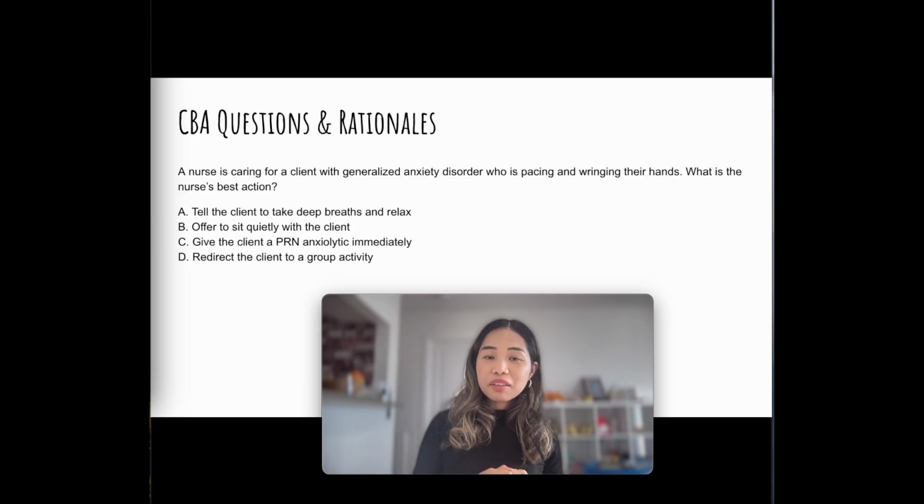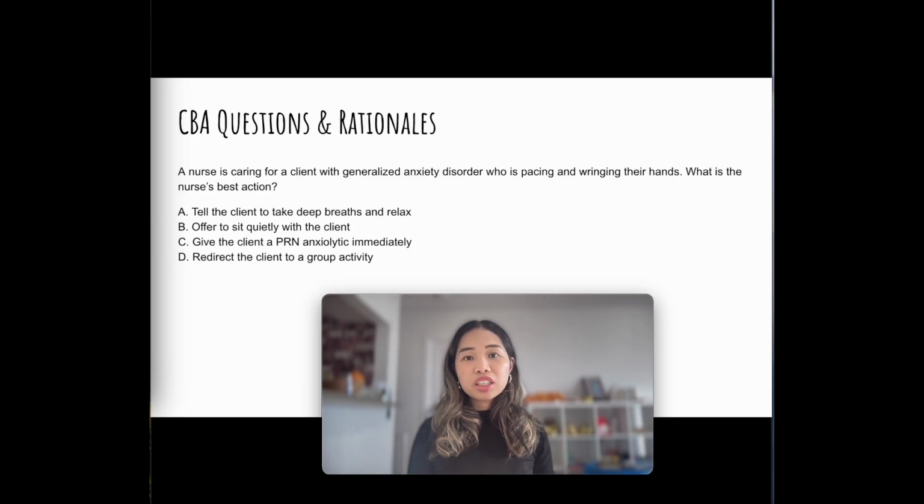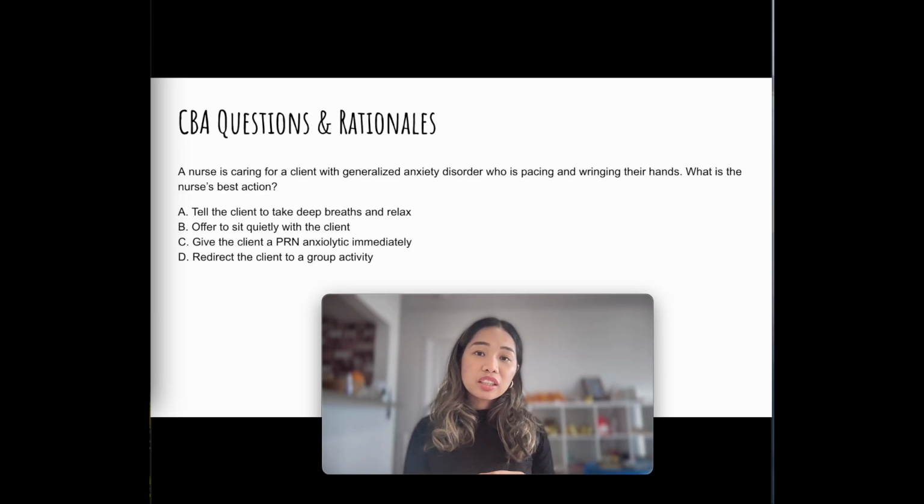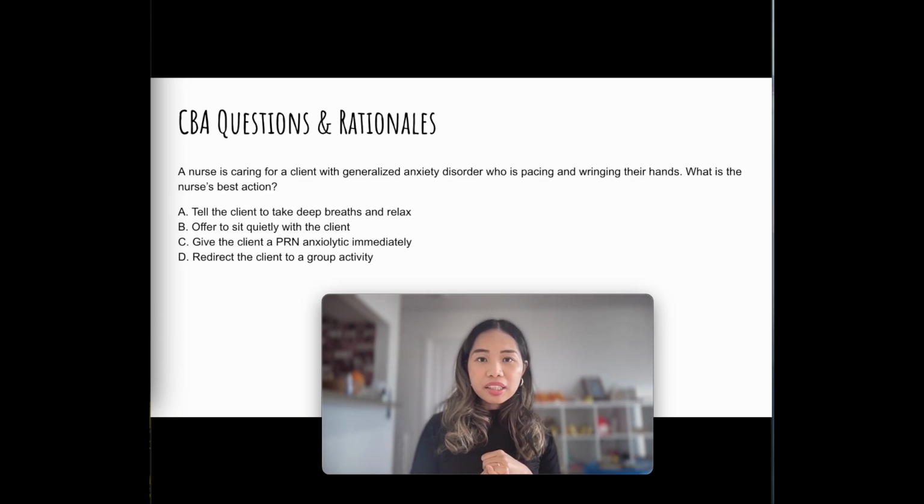And here's my test tip for you for mental health questions. Prioritize the emotional safety and physical safety of the patient, and prioritize building trust, establishing a calm environment, and using non-threatening interventions. Also, medication is not always the first step. Consider the least invasive, non-pharmacological, and most supportive actions first.